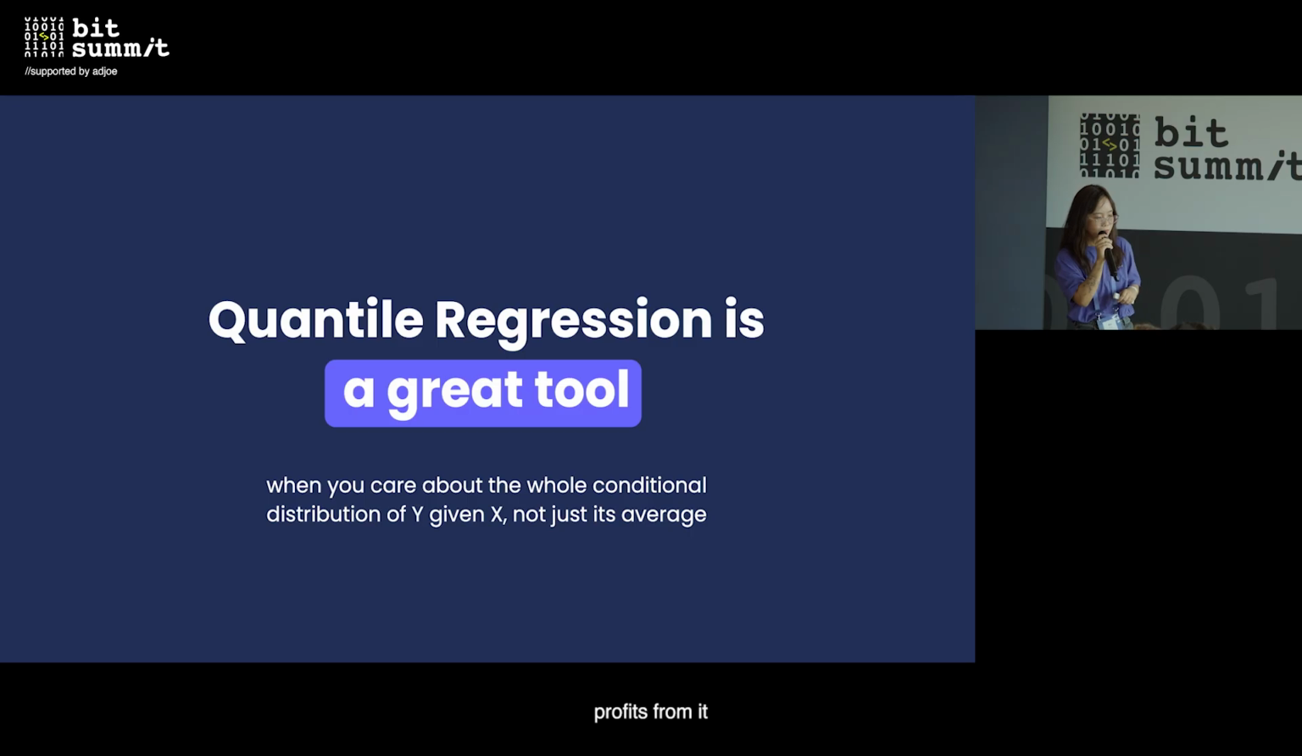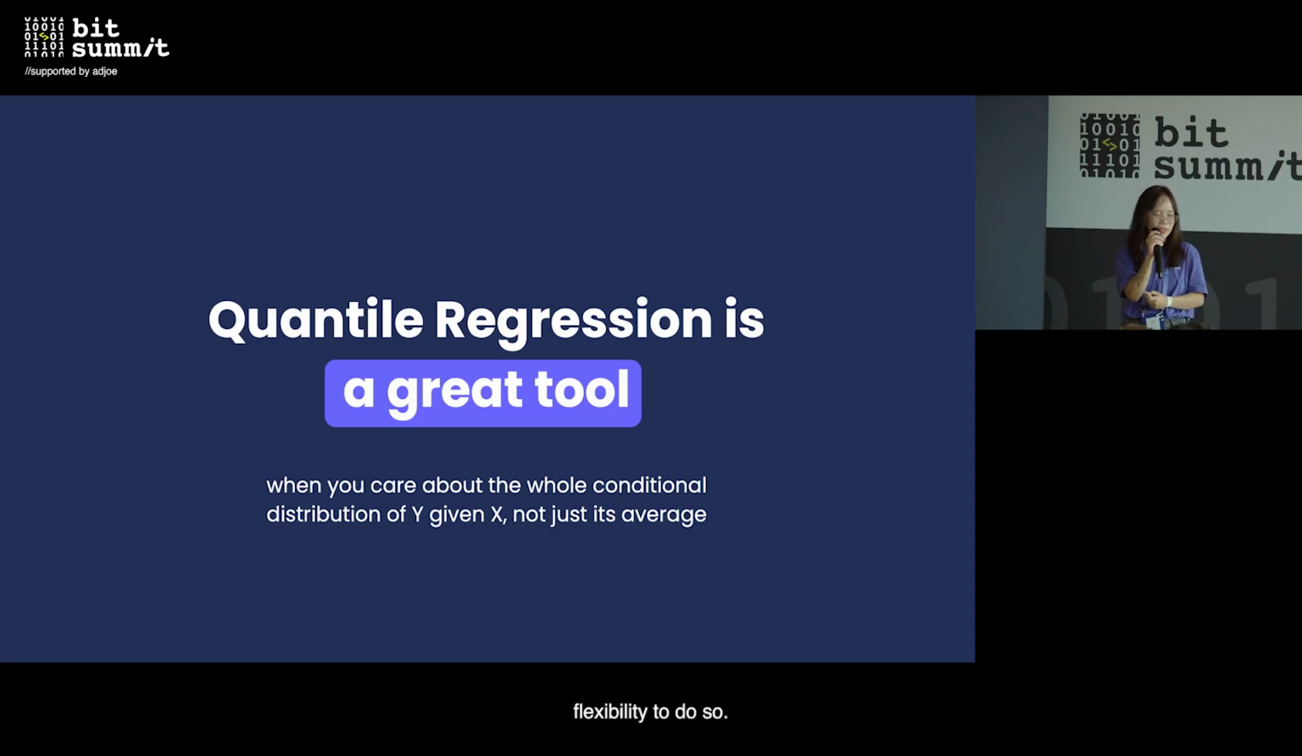And quantile regression is a great tool when you care about the whole conditional distribution of the target given the inputs, so it's not only the average. And in our case, quantile regression helps us select what kind of bidding strategies we could use to participate in the auctions, and we could go as conservative or as aggressive as we want, and it gives us that flexibility to do so.